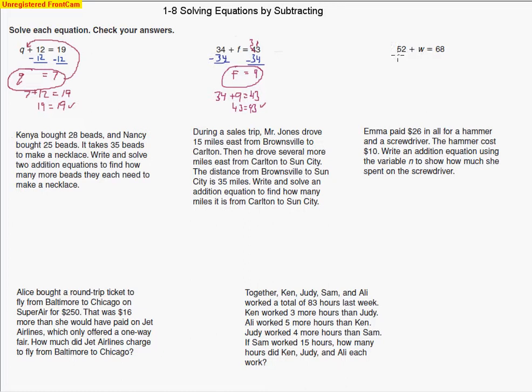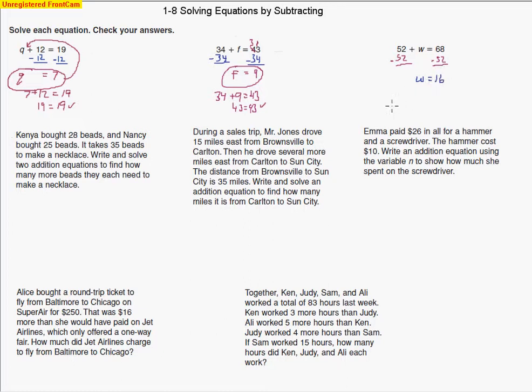Last of this type, here we've got 52 on the left-hand side that we're going to take away. Again, we take it away because it's a positive 52. If you see no sign in front, that means it's a positive, and so that's why we're subtracting. So now I have this w equals, no borrowing here, I'm left with 16.